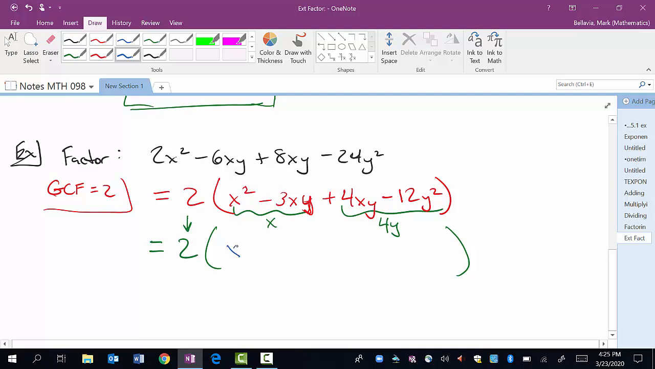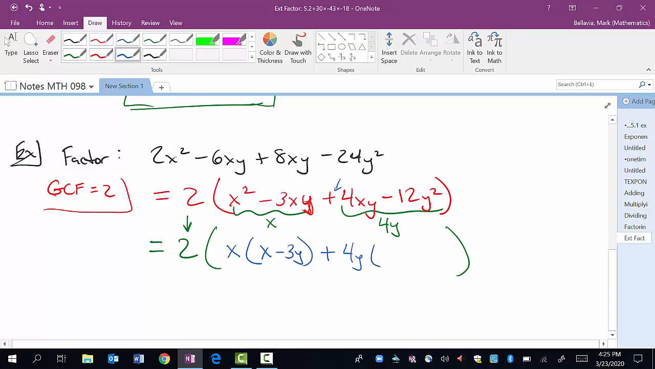This x is what you factored out. You're factoring from each of these terms. X squared divided by x gives me x. Negative 3xy divided by x is just negative 3y. Here, remember, you need an operation. This is a positive, right? So you need a plus sign, right? So positive 4y. If it had been negative, you would have taken a negative out, and that would be negative. But since it's positive, we need a plus sign there.